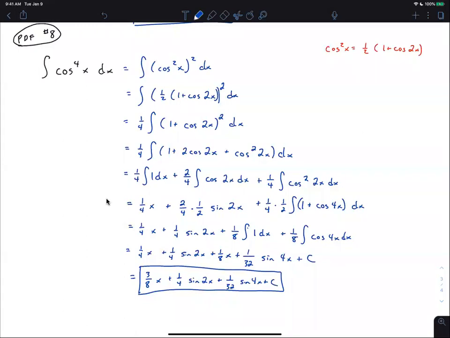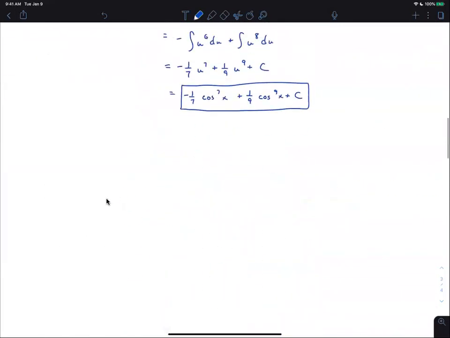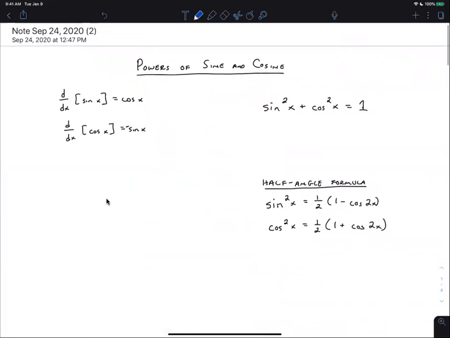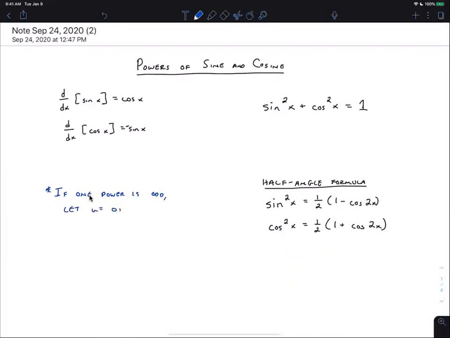And so if we go back up here, the idea is if 1 power is odd, let u equal the other one.